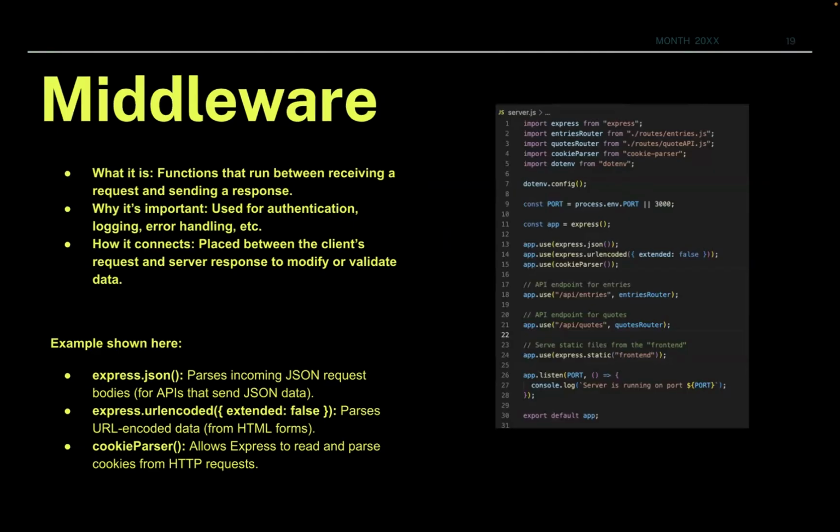So in my example, these three lines are the middleware of this server. The express.json one will help parse incoming JSON request bodies. The URL encoded one will help parse URL encoded data from HTML forms, and the cookie parser will allow Express to read and parse cookies from HTTP requests. So basically, what they're doing here is, after the server receives the request, I can parse it in the way I want. So my routers will understand what the content is and act accordingly.